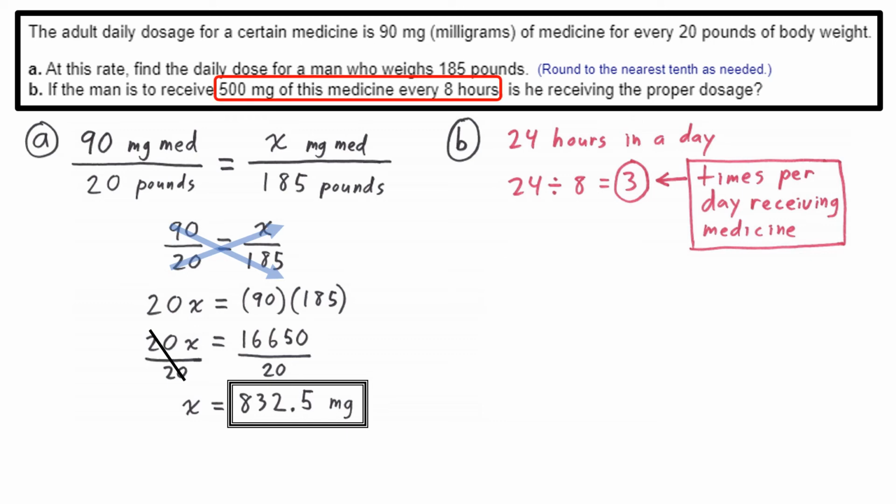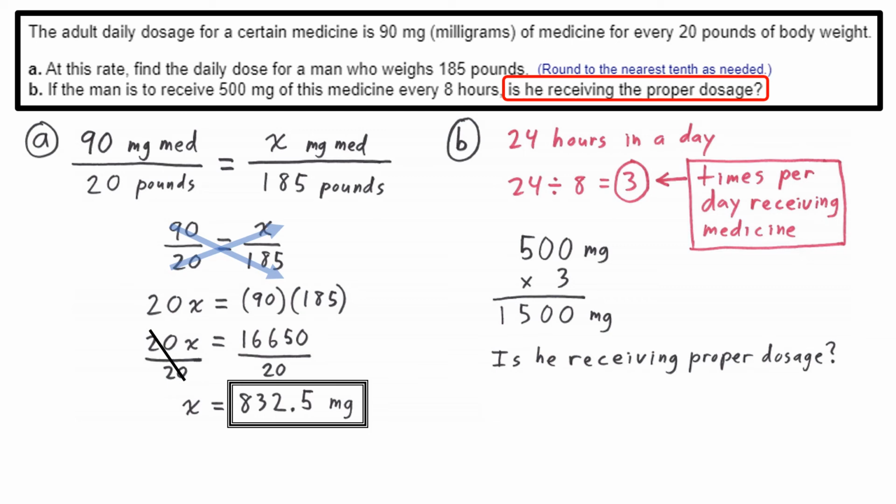Let's go back to the fact that he's receiving 500 milligrams of this medication each time. And we've already determined that he's going to receive it 3 times each day. So we can multiply to see how much he'll get in the day. 500 milligrams times 3 is 1,500 milligrams.